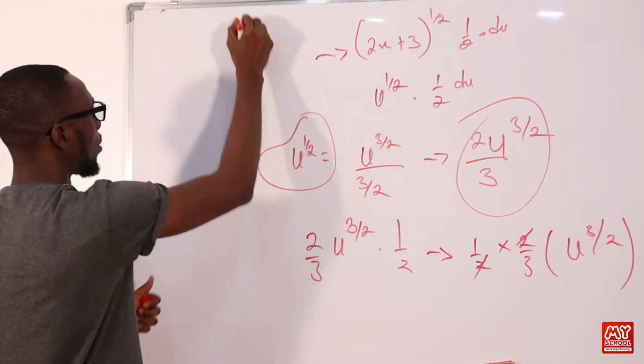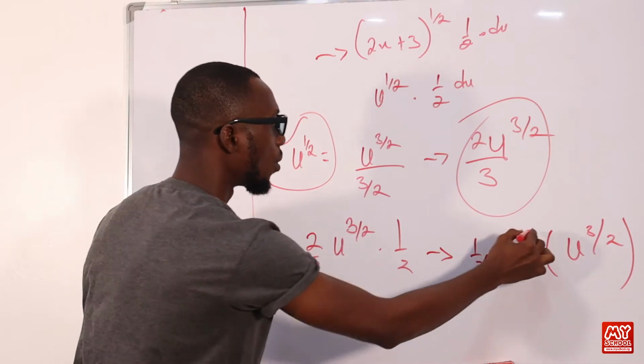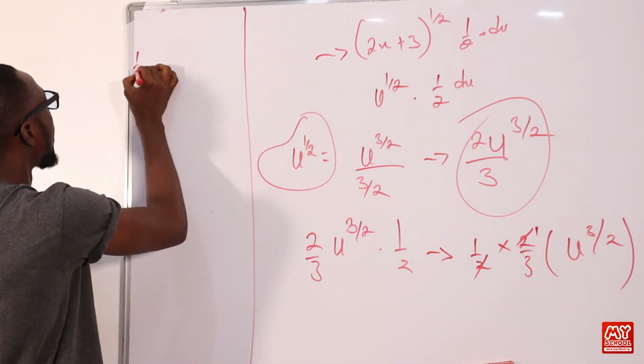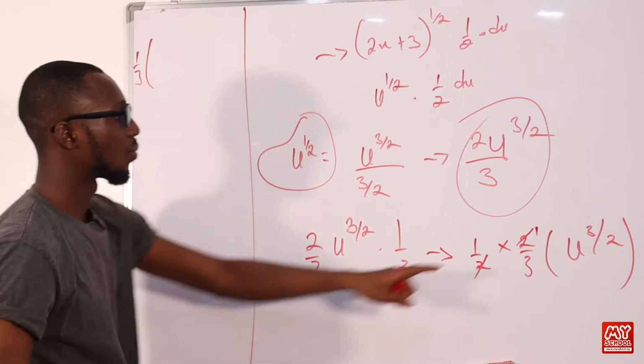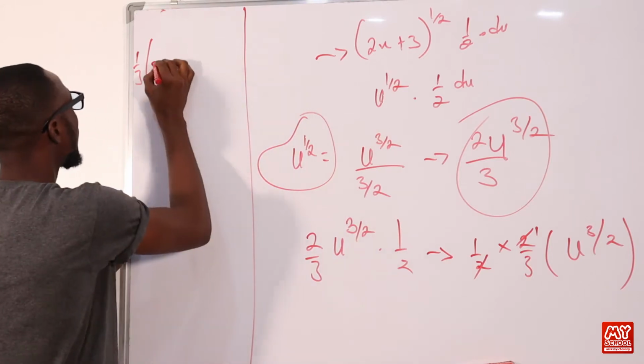Okay, so remember I have 1 over 3. 1 times 1 we have 1, right? 1 times 3 we have 3. So I have 1 over 3 into brackets. What is our u? Our u is being replaced by 2x plus 3.